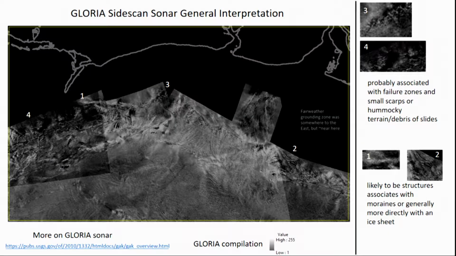In general, if you look at areas 3 and 4 here, I think these are probably associated with failure zones. They're a little bit more small variations as opposed to areas 1 and 2, which are larger wavelength variations. I think these are more likely to be associated with something like a moraine or any feature more directly associated with an ice sheet.